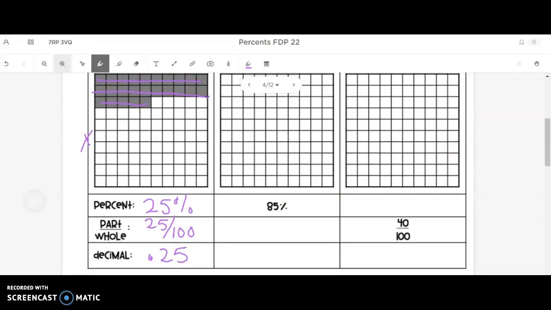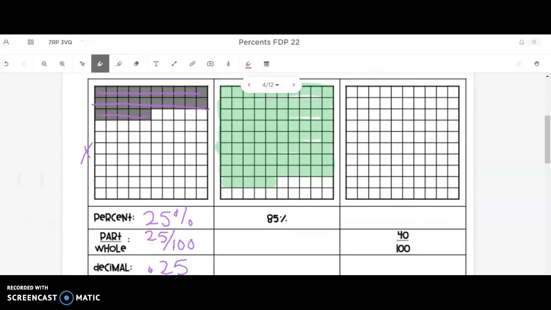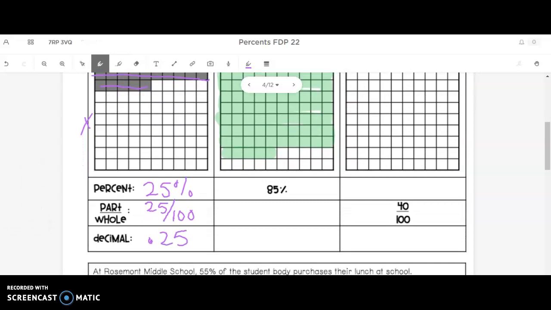All right, this next one says it's going to be 85%. So 85 per 100. I'm going to shade in 85, 10, 20, 30, 40, 50, 60, 70, 80, and 5 more. 1, 2, 3, 4, 5. Okay, so I modeled it on my hundreds grid. It's written as 85%. I'm going to write it as 85 over 100, part over whole, and as a decimal, 85 hundredths.